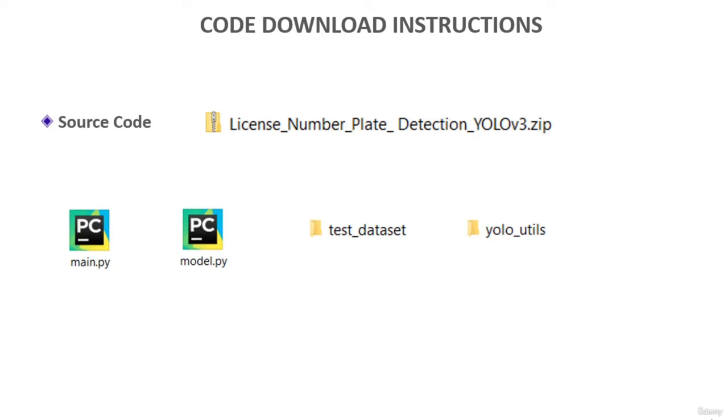Once you unzip this folder, you have to open this in PyCharm, where you are going to find main.py and model.py files. Apart from this, you will also get test_dataset folder, which contains the images and videos for testing purpose, and also YOLO_utils, which contains the configuration file, weights, and the class name file. To execute the code, as I've explained earlier, you have to execute the main.py file.